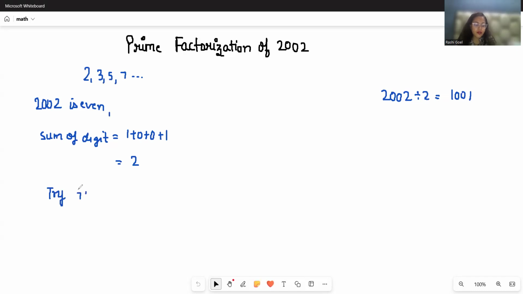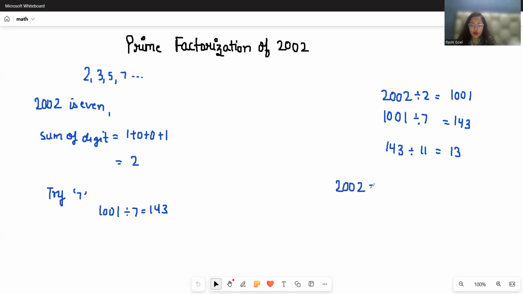Now try with 7. So 1001 divided by 7 gives us 143. Now 143, we will go with the next prime number, 11, which gives 13. Now 13 is also a prime number. So the final prime factorization of 2002 is 2 times 7 times 11 times 13.